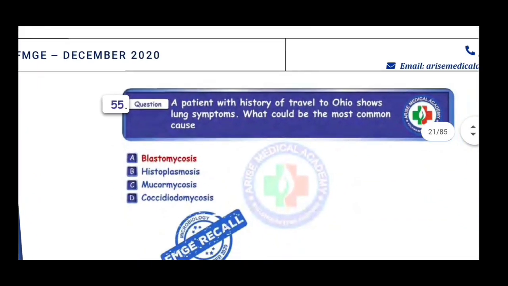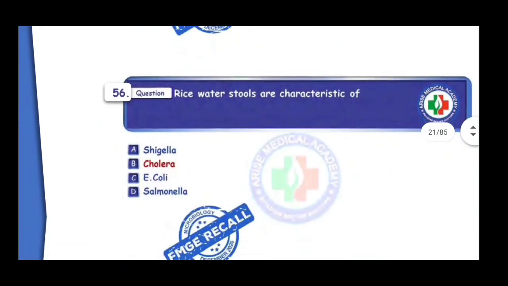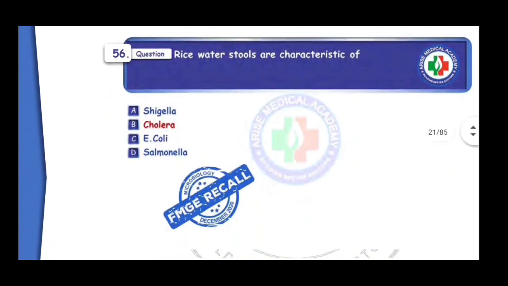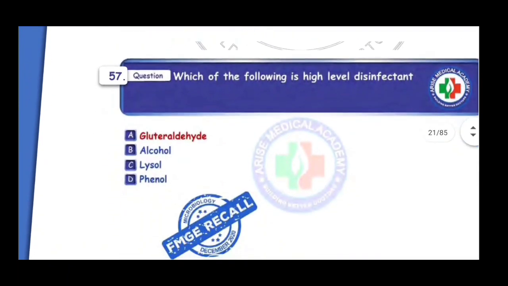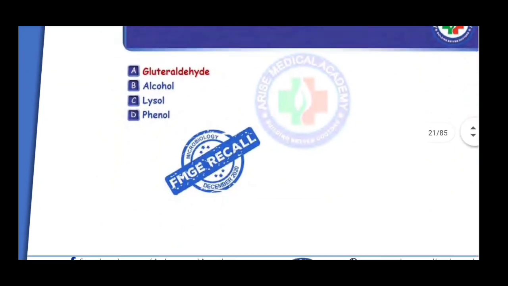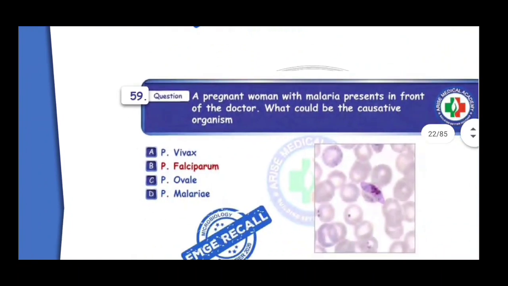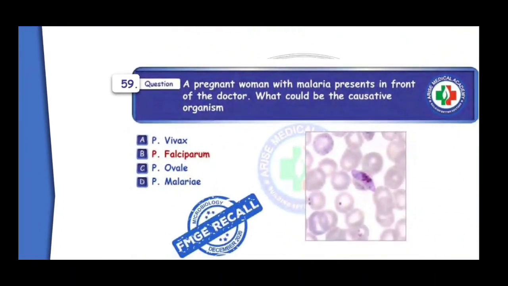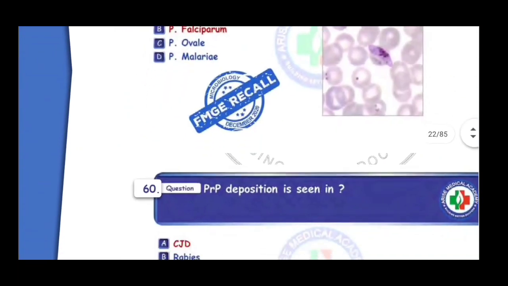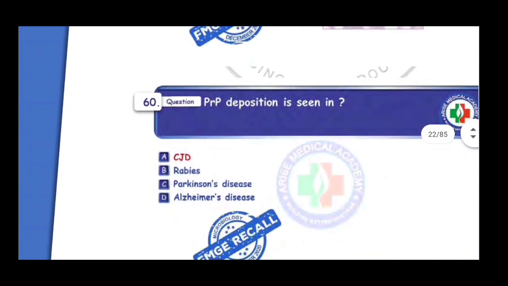Next one, a patient with a history of travel to an endemic area presents with lung symptoms. What could be the most common cause? It is blastomycosis. Rice water stool is characteristic of cholera. Which of the following is a high-level disinfectant? It is glutaraldehyde. Next one, identify the organism stained with India ink stain. It is Cryptococcus. A pregnant woman with malaria presents to the doctor. What could be the causative organism? It is Plasmodium falciparum. PrP deposition is seen in CJD.